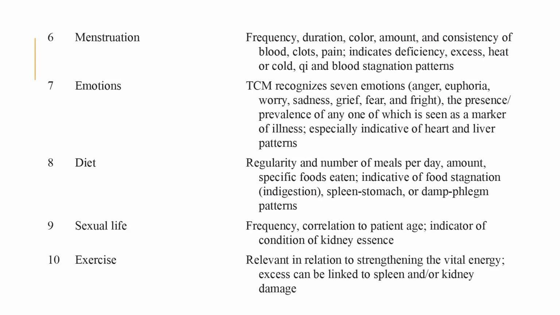Number eight, the diet. We get the regularity and number of meals per day, amount, specific food eaten. Indicative of food stagnation, indigestion, spleen, stomach, or damp. We get the frequency correlation to patient age, indicator of condition of kidney essence. Number 10, exercise. We get the relevance in relation to strengthening the vital energy. Excess can be linked to spleen and or kidney damage.